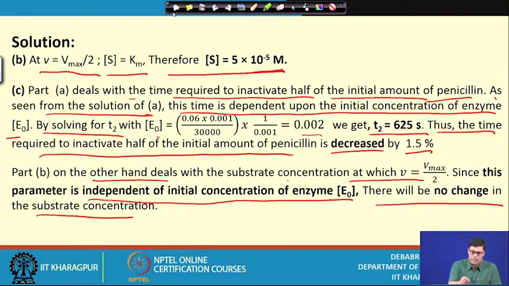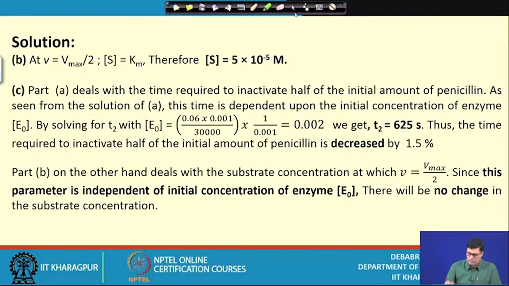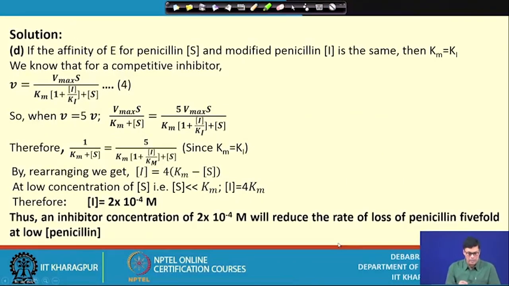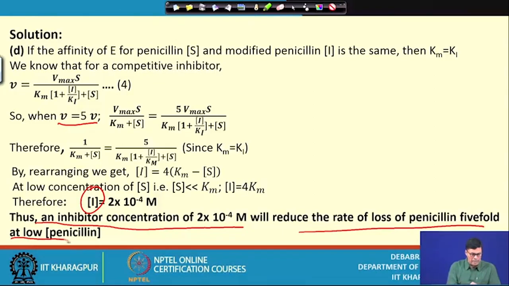So this is the typical problem that we have, and finally we can find the inhibitor concentration. I am not going into details. I hope from this equation, as we have done before, it is similarly solved. So I hope you can understand that this is 5 times this velocity. If you increase that, what will be that 5 times? From that you can find it. So the final conclusion is that an inhibitor concentration of 2 into 10 to the power minus something reduces the rate of loss of penicillin by 5-fold at low penicillin. That is the conclusion we have from this particular problem.